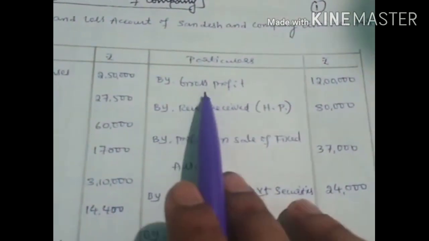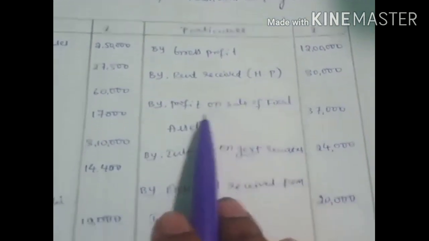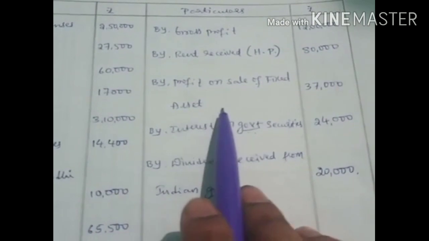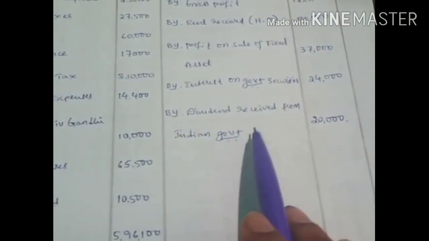So gross profit is a business income. Rent received is a non-business income, deducted. Profit on sale of fixed assets is a non-business income, deducted. Interest on government securities is a non-business income, deducted. Dividend received from the Indian government is also considered a non-business income, deducted.